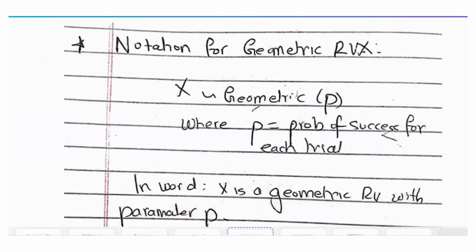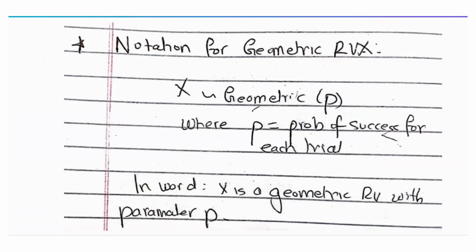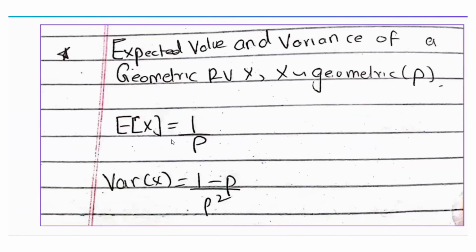So now notation for geometric random variable, we can write it as x is a geometric, in words, this means that x is a geometric random variable with parameter p, where p represents the probability of success for each trial. Now, how do we have formulas for expected value and variance of a geometric random variable x with parameter p. So expected value is just the reciprocal of its parameter p, and variance is just 1 minus p by p squared.